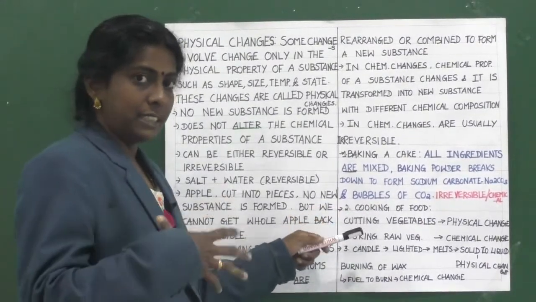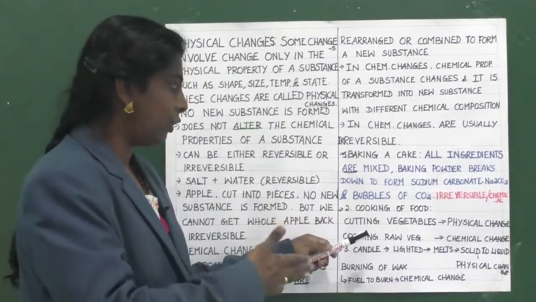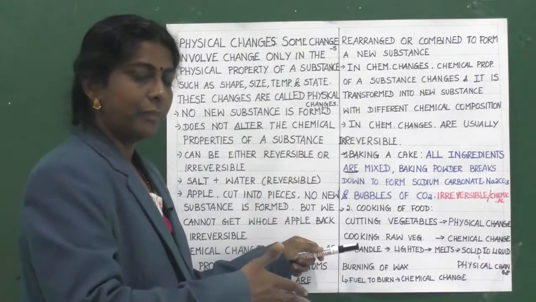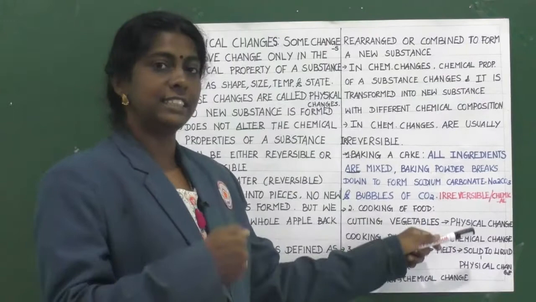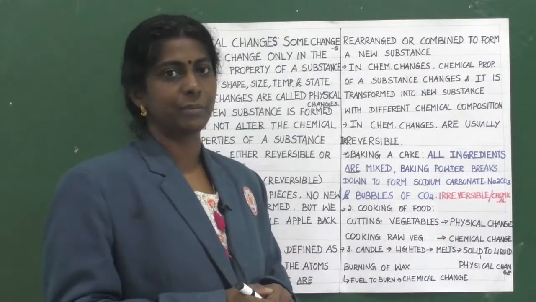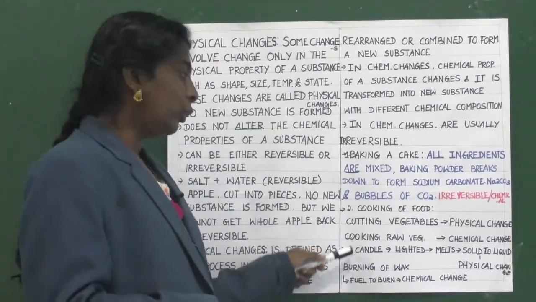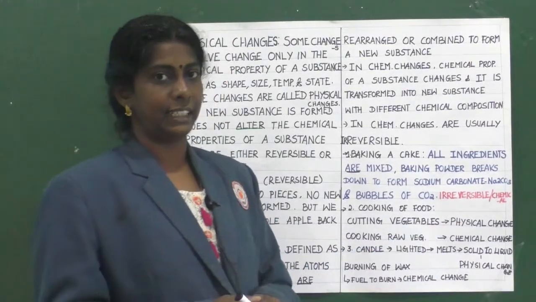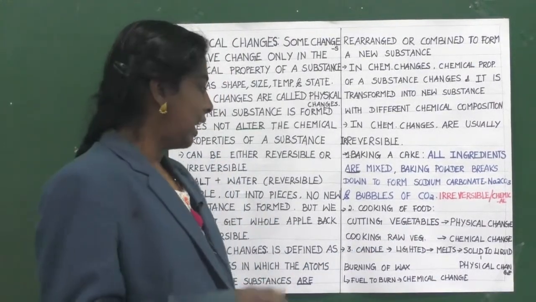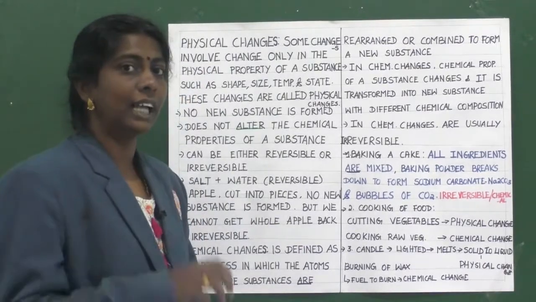Here, the vegetables are initially just being cut, right? Cutting vegetables is termed as a physical change. And then cooking raw vegetables is termed as a chemical change. Another example is a candle.